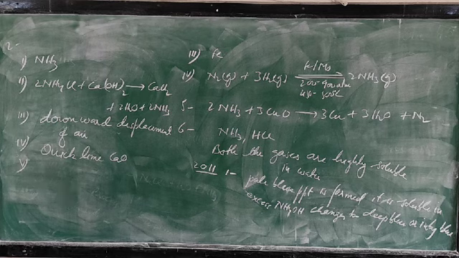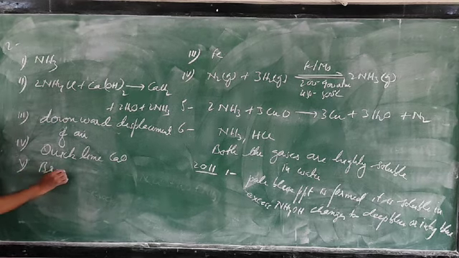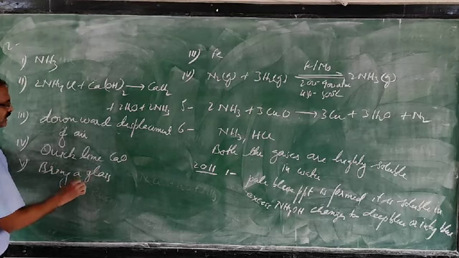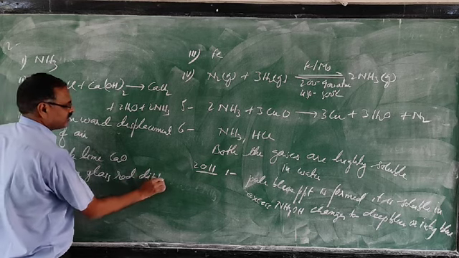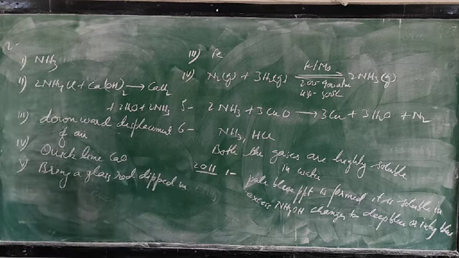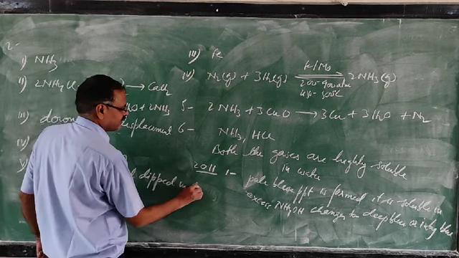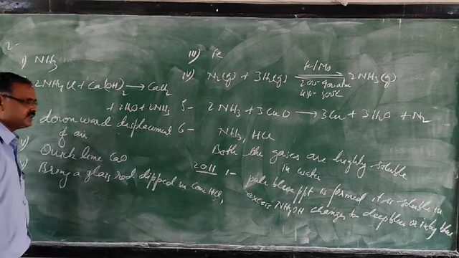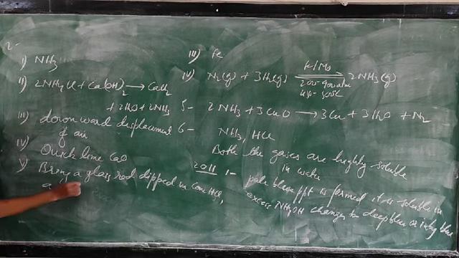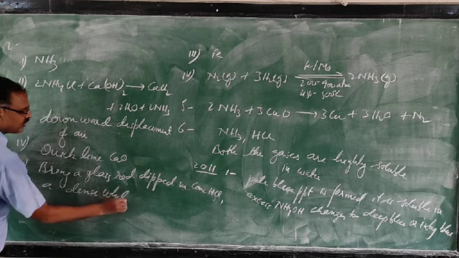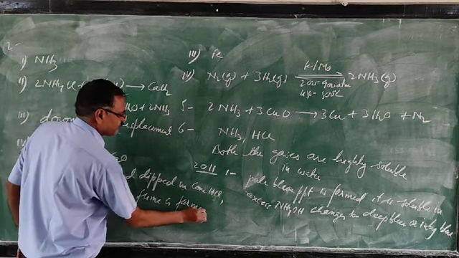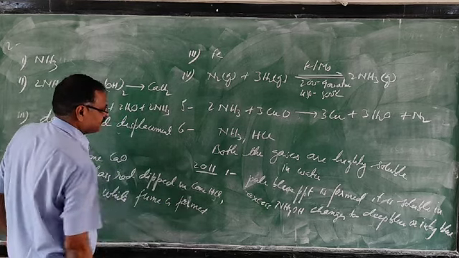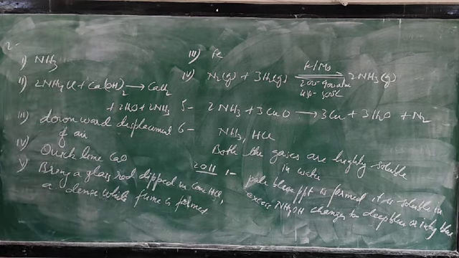Now the fifth one: state how you find out that the jar is full of the pungent gas. Bring a glass rod dipped in concentrated HCl. A dense white fume is formed. So if a dense white fume is formed when you bring a glass rod dipped in concentrated HCl, it means the jar is fully filled with ammonia.